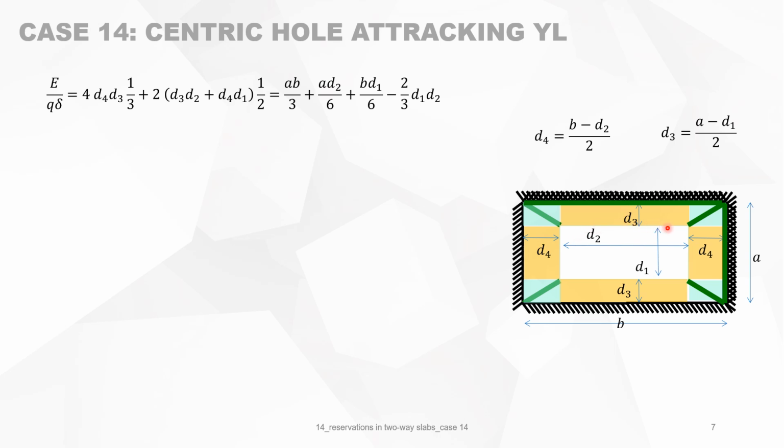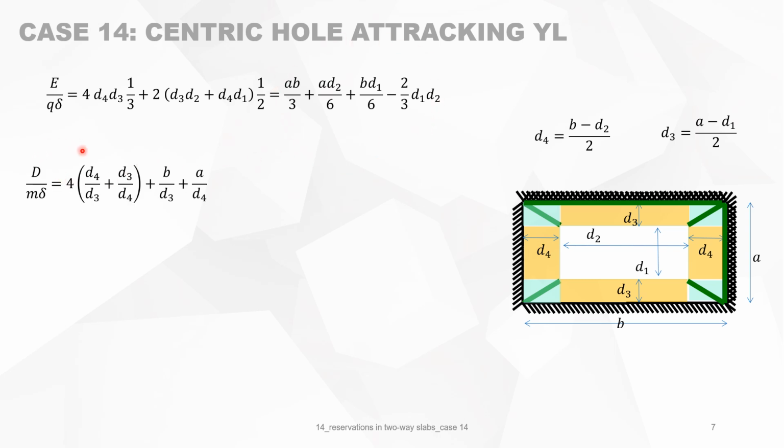So you have D3 times D2, which is this part. You have it twice here too, and then D4 times D1, which is this part, and it's also here, D4 times D1. So we fill in the different variables, and we got this formula.